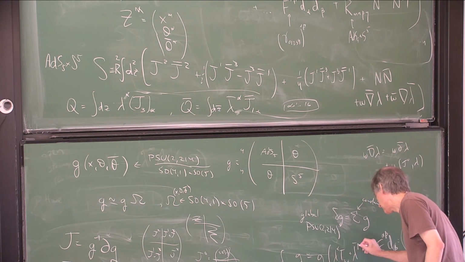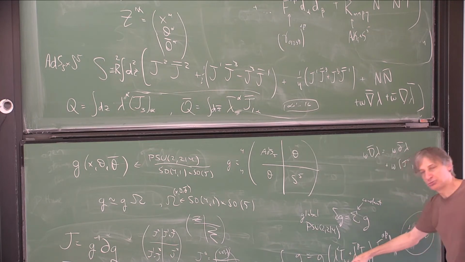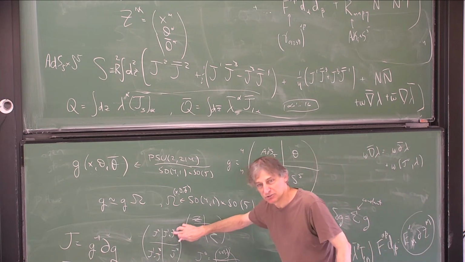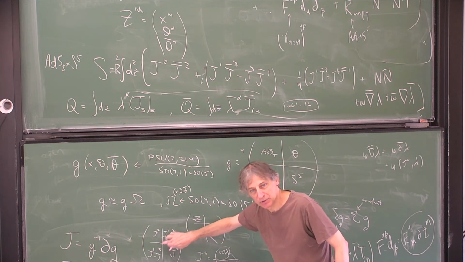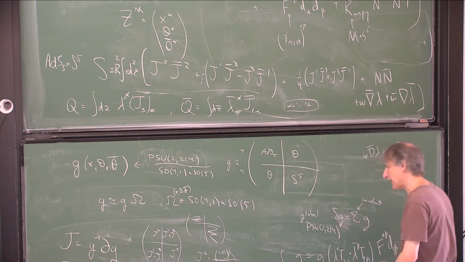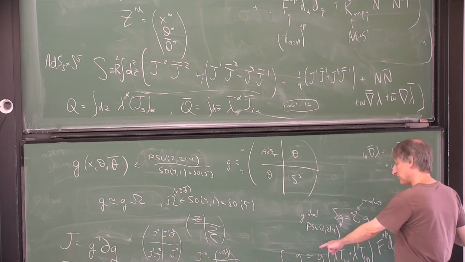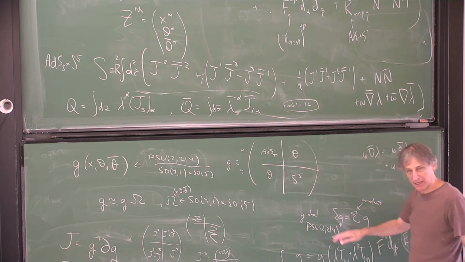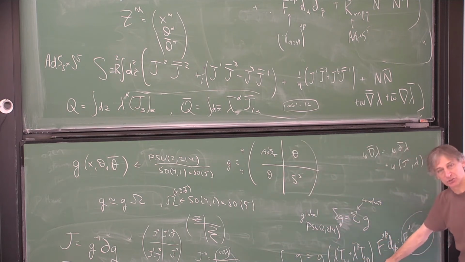Plus lambda bar beta T1. So these are the PSU(2,2|4) generators in the fermionic directions. So T3 is like this plus this, and T1 is this minus that. So it just acts by multiplication on the right by something which is not an SO(4,1) times SO(5), that would be a gauge, but something which just involves the ghosts.